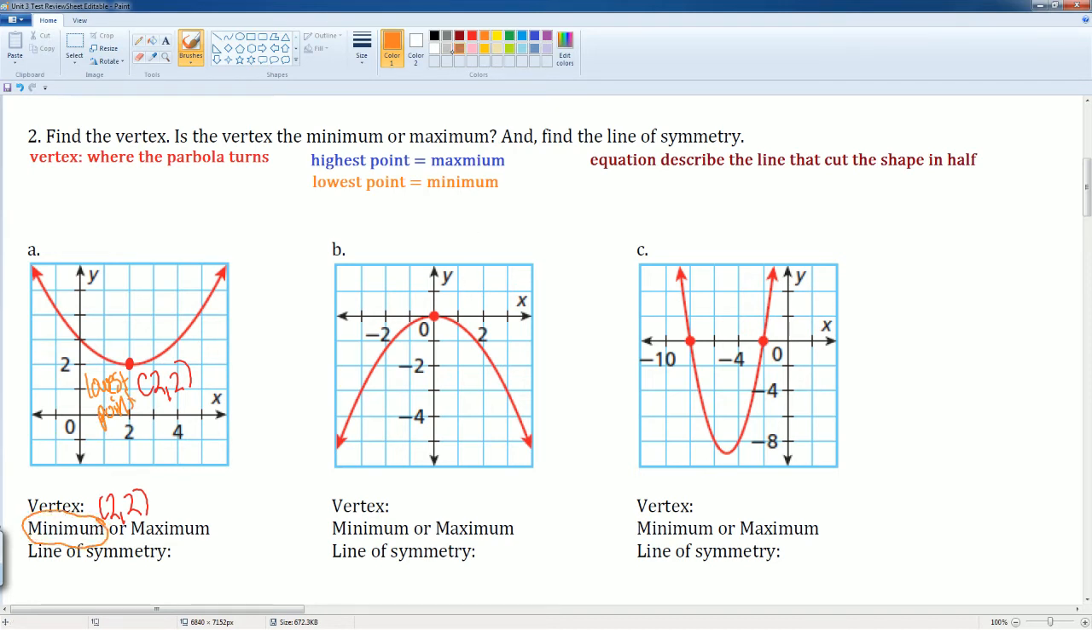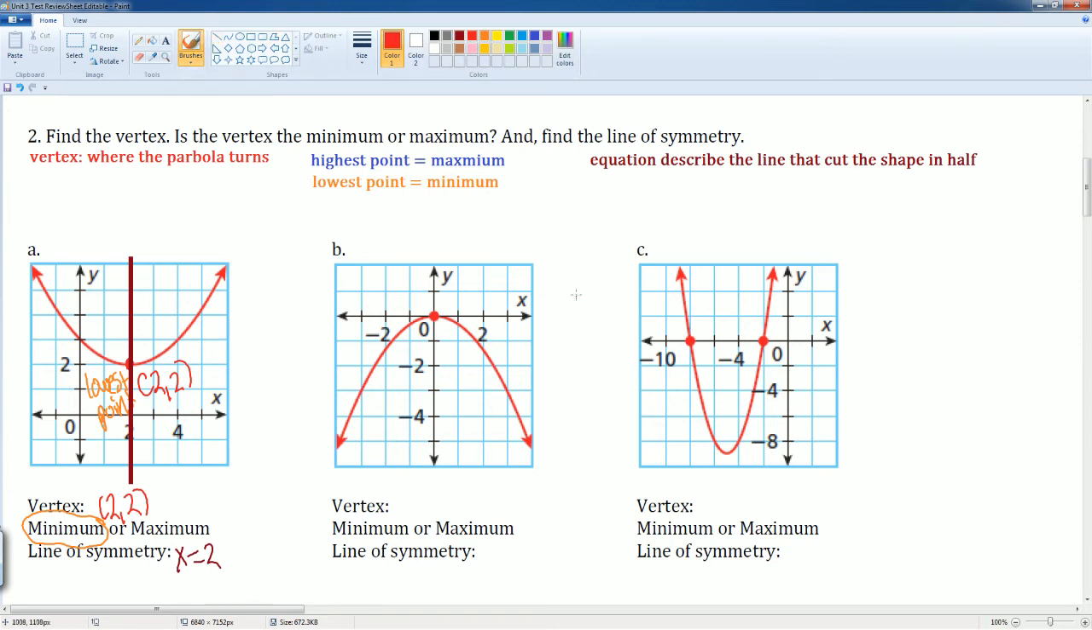The line of symmetry is going to be the line that cuts it in half. So if I draw the line here, you see how it's not cutting anything? I cut it down right here. Notice it crosses this point. So you can say that the line of symmetry is x is equal to 2, because it crosses x equals 2. Let's do the next one.